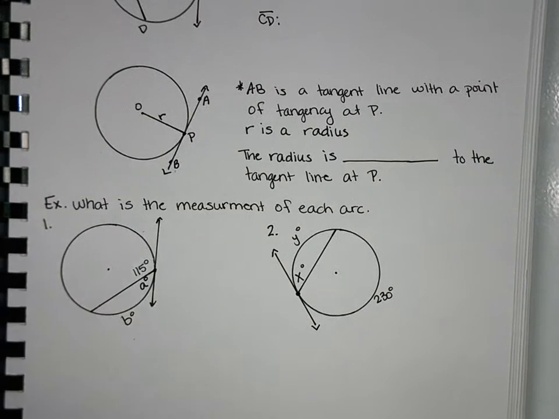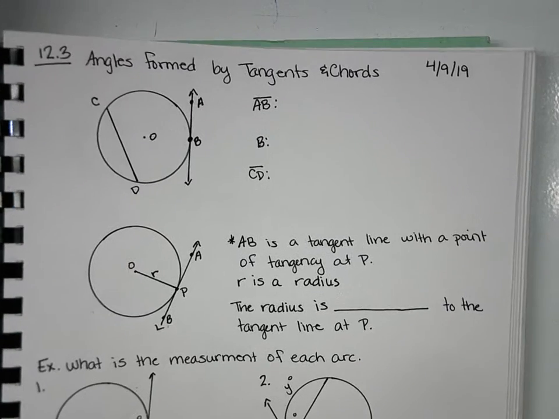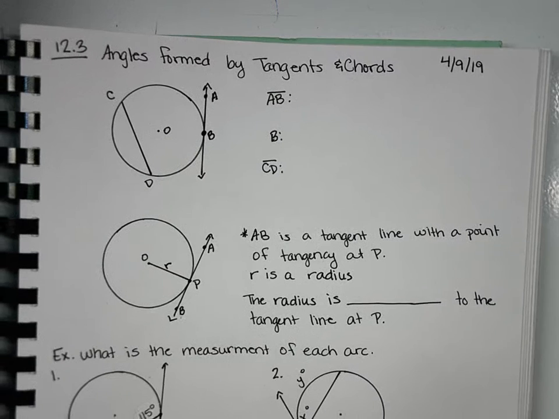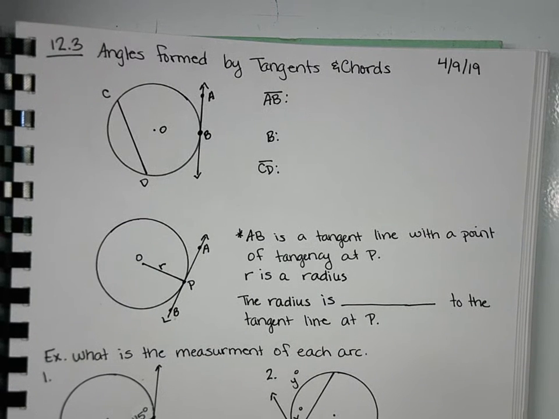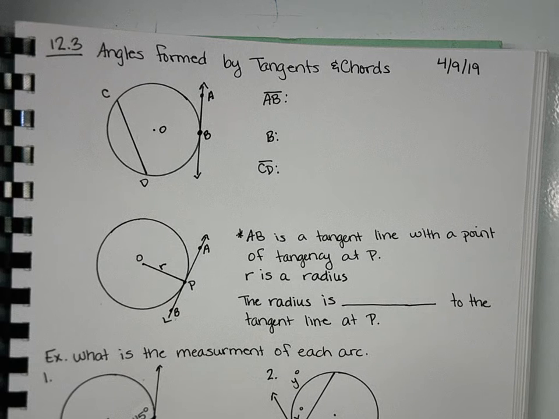So this is our last new section for this little mini unit. And we're talking about angles formed by tangents and chords. So we have to go over a couple of definitions and then we'll do a couple of problems.